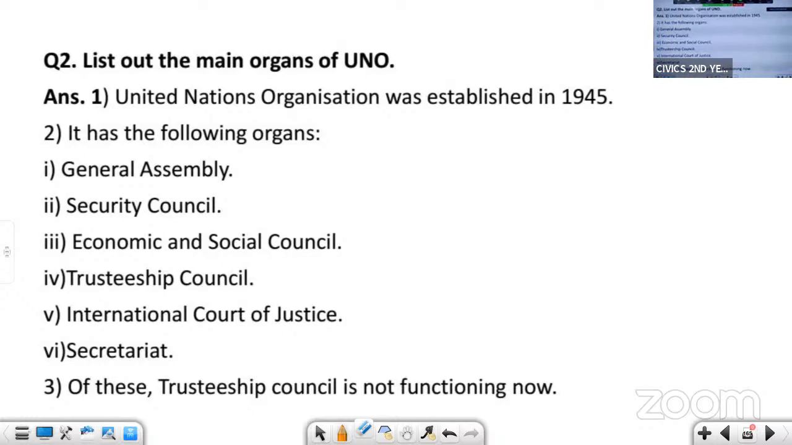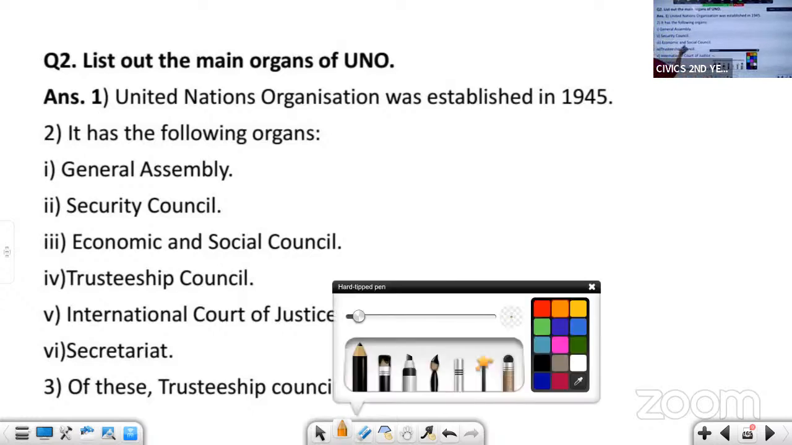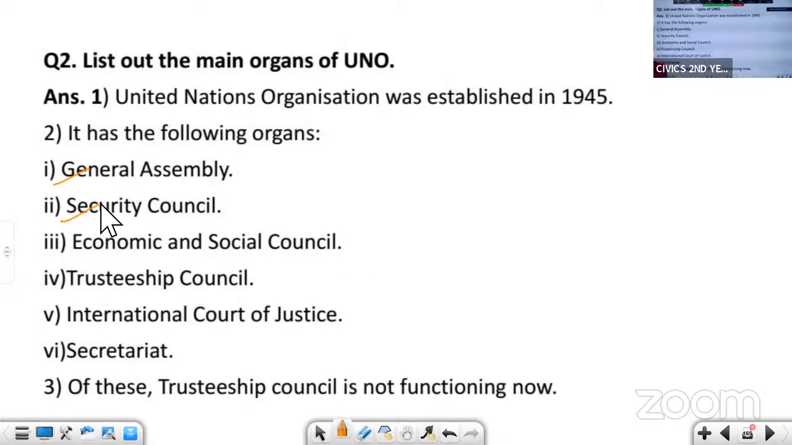So what are the organs of UNO? General Assembly, Security Council, Economic and Social Council, Trusteeship Council, which is not functioning now. Then we have International Court of Justice and Secretariat.